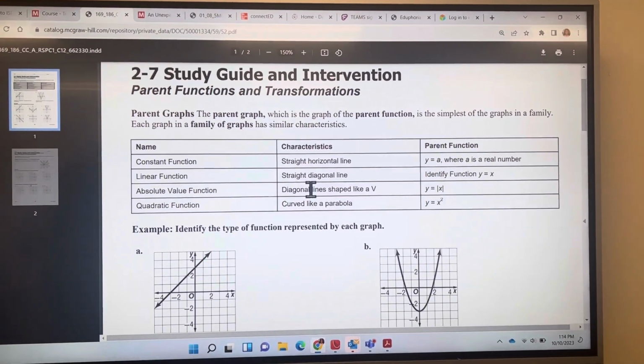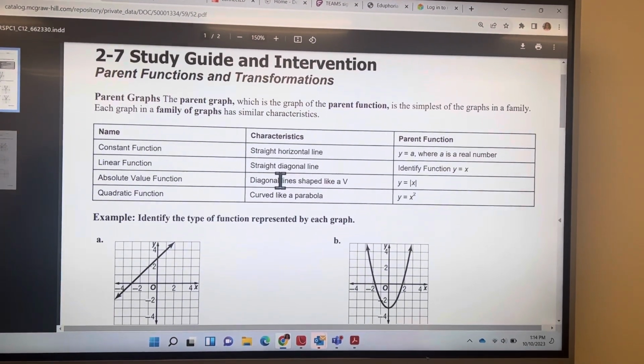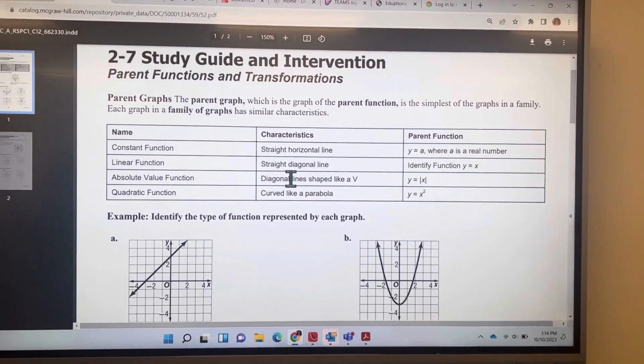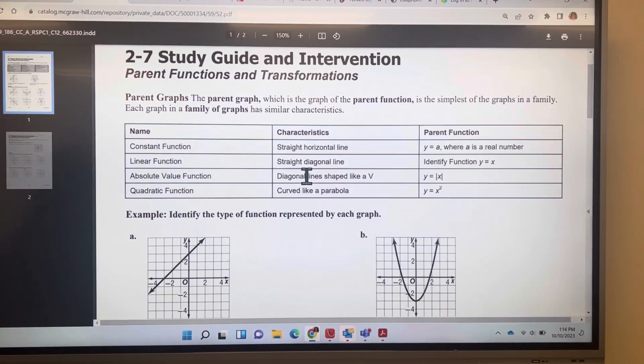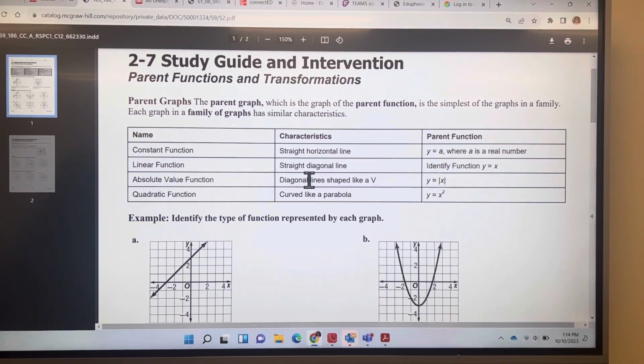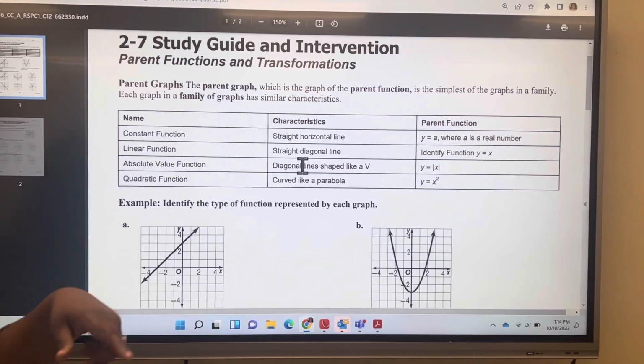All right, so I'm gonna go through this really quick. The first page is gonna be pretty simplistic because all we're having to do is do exactly what we did on questions 1 and 2 on our do now, is identify what type, meaning give it a name, a function is represented by those graphs.